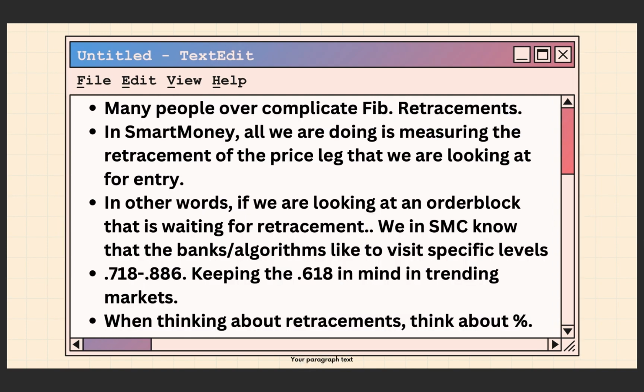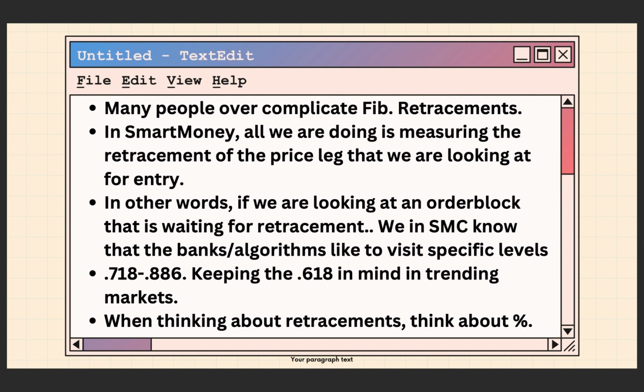Many people overcomplicate fib retracements. In smart money, all we are doing is measuring the retracement of the price leg that we are looking at for entry. In other words, if we are looking at an order block that is waiting for retracement, we in smart money know that the banks and algorithms like to visit specific levels. The 718 to the 886, keeping the 618 in mind in trending markets.